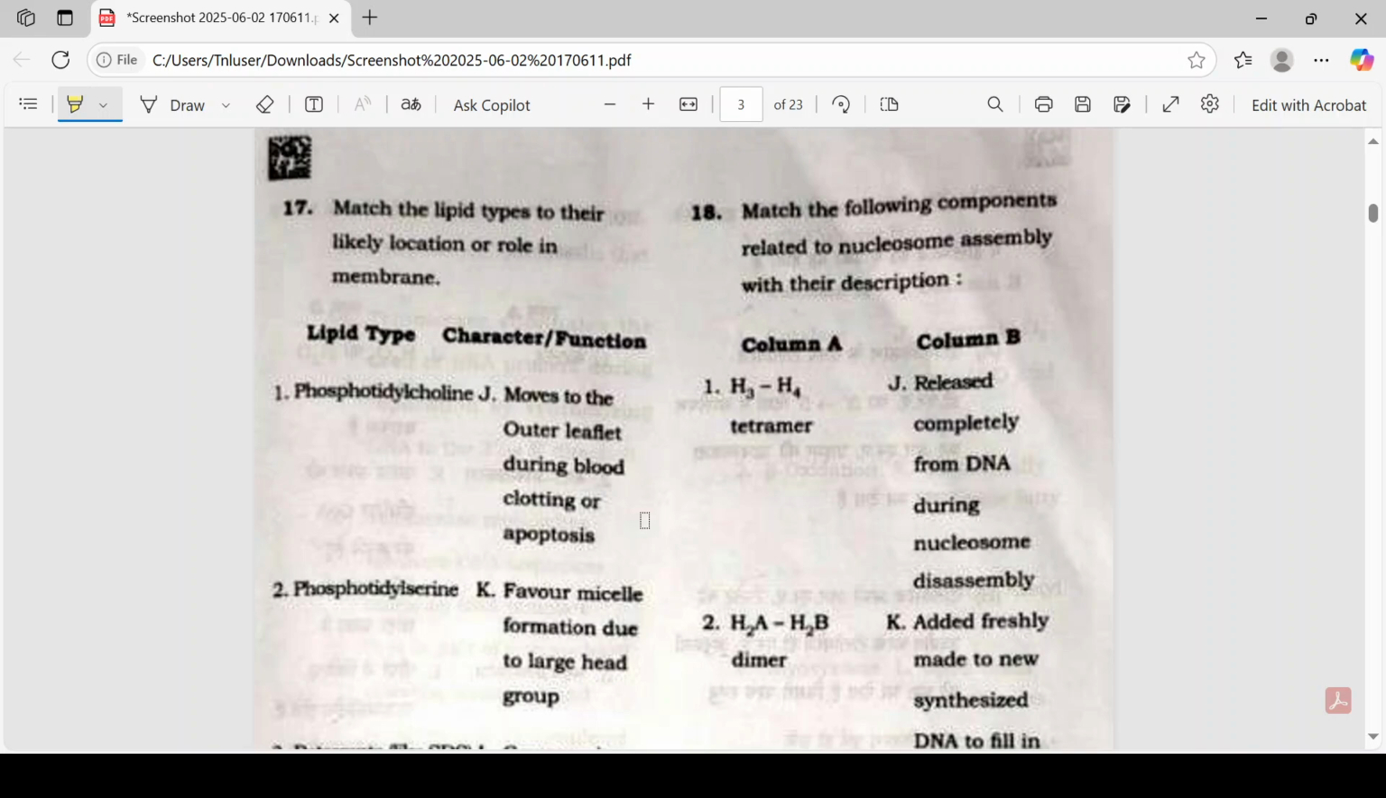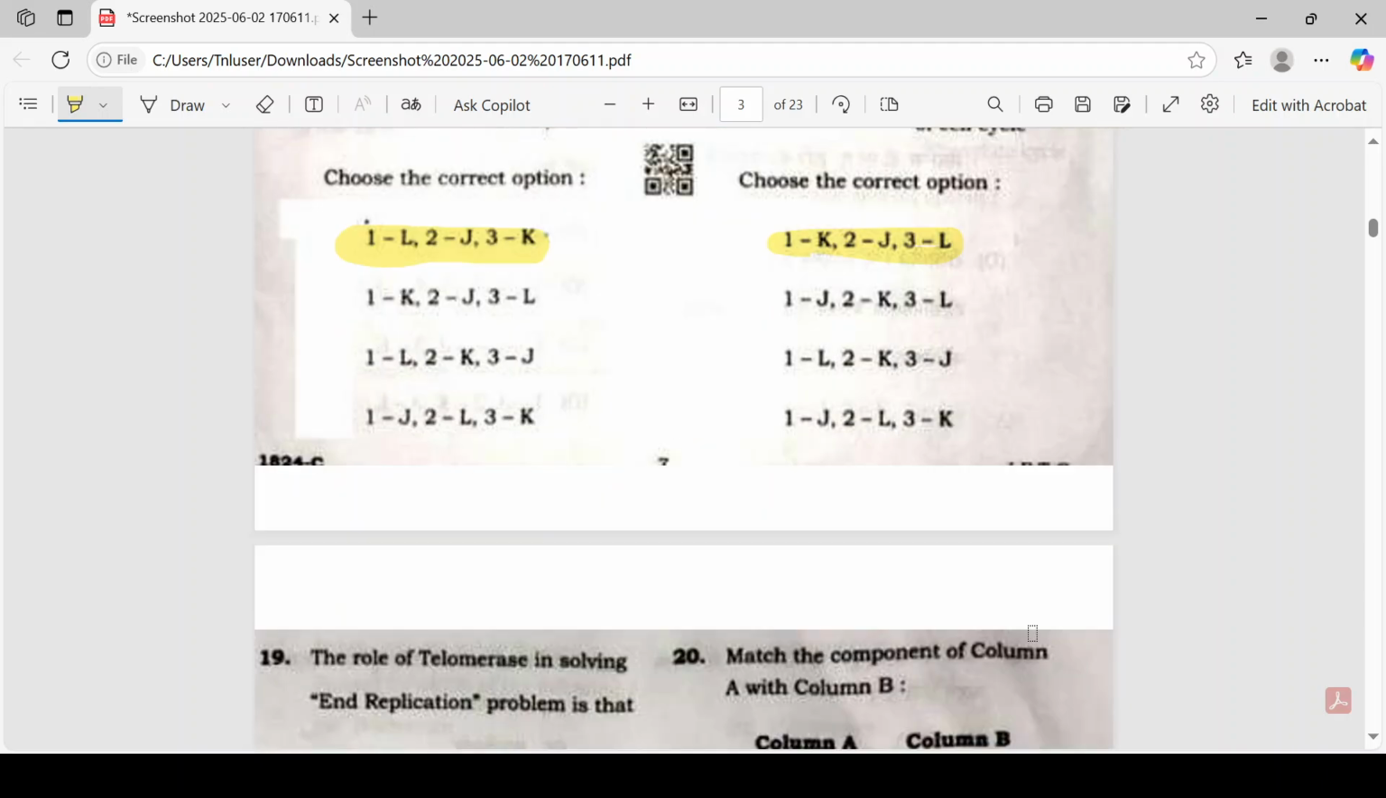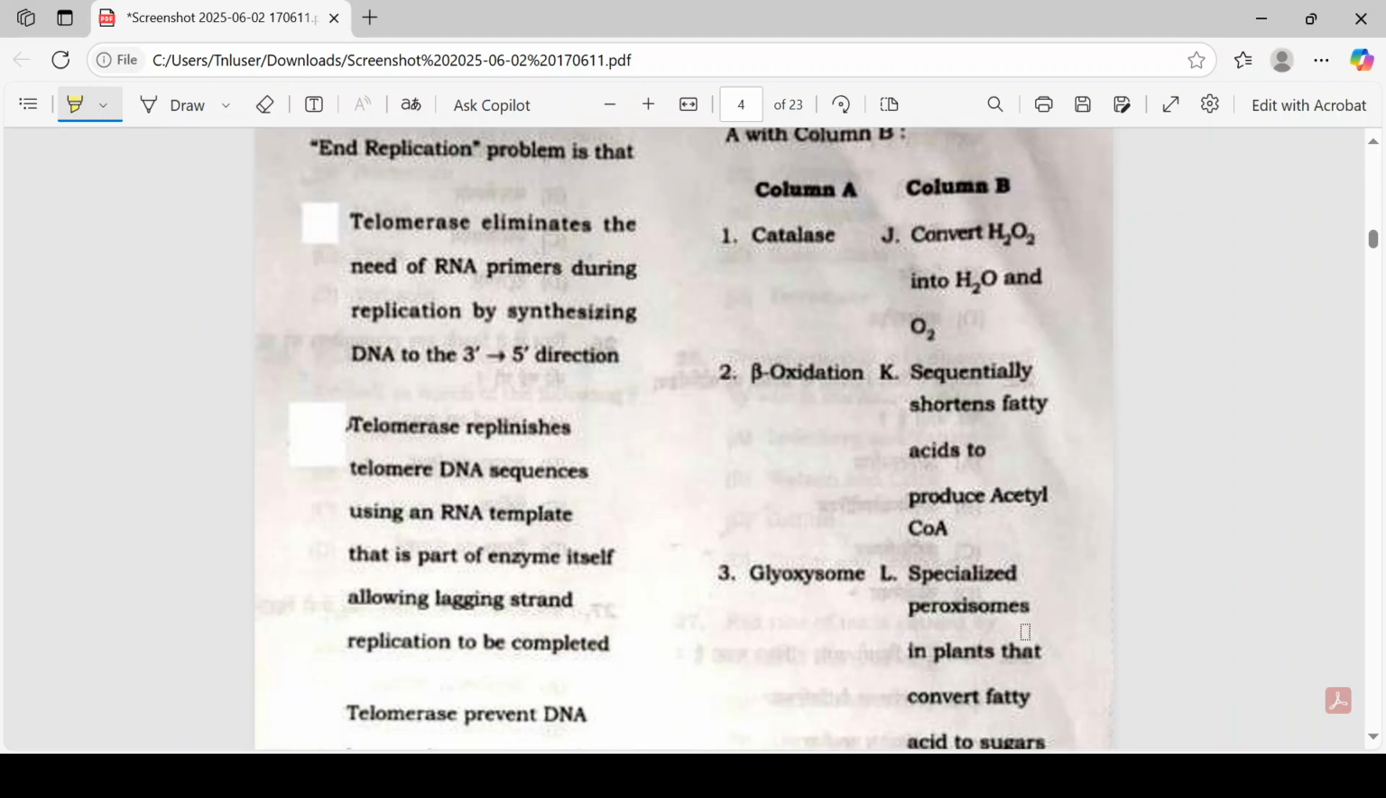Again, a match the following type question. In column A, as you can clearly see, we have the components which are associated or related to nucleosome assembly, and then in column B we have the description for the same. So yes, the correct answer for this particular question will be option number 1. Okay, all right. Let's now proceed further and let's talk about question number 19.